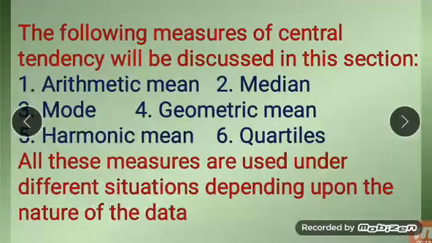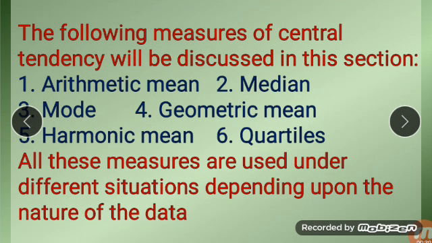In the previous class, we learned about the measures of central tendency, that the measures or techniques that are used to determine a single value are known as measures of central tendency, whereas central tendency is the specific value around which the majority of the observations tend to concentrate.